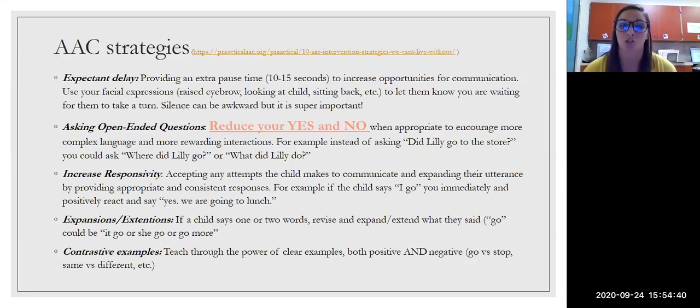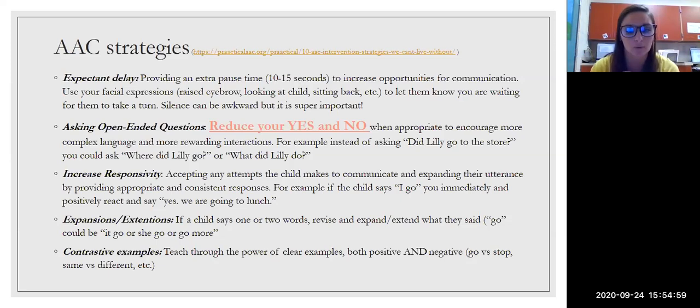Expansions and extensions. If a child says one or two words, revise or expand what they said. So if they said go, it could be it go, or she goes, or go more. So you're adding on that one extra thing.